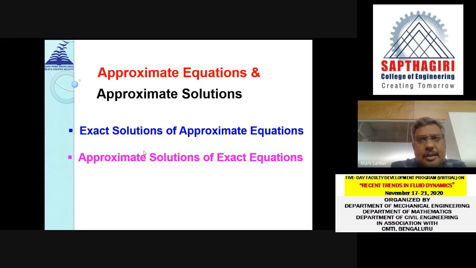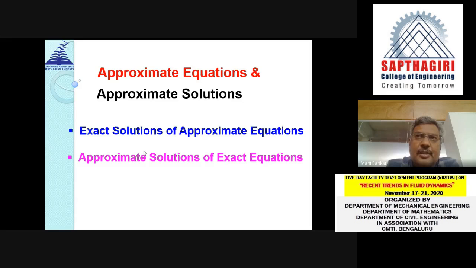So this is a very important concept: whether we have to go for a numerical technique or we can restrict ourselves only to an exact solution. See, when we do mathematical modeling, we'll end up with complicated mathematical equations which cannot be solved.